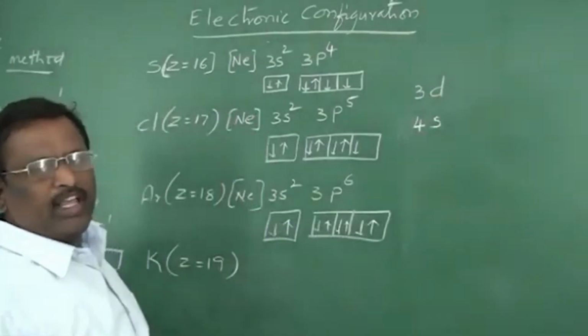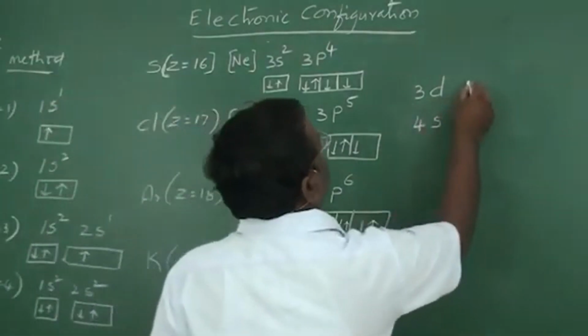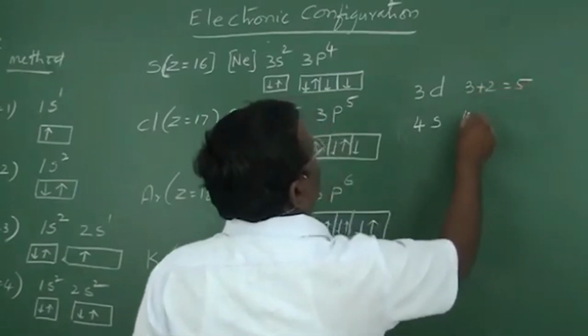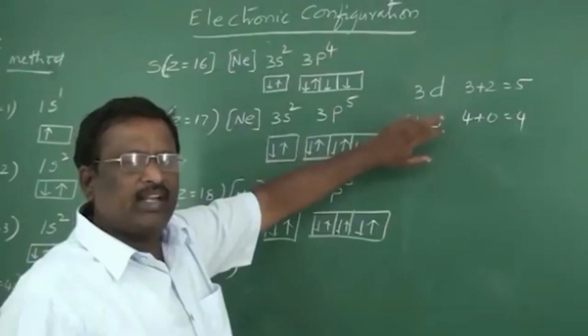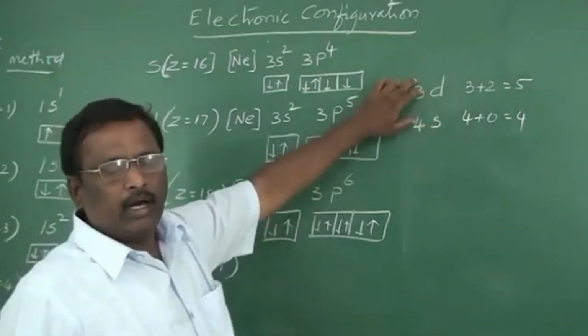Now let us verify the n plus l value of these two orbitals. For the 3d orbital, the n plus l value is 3 plus 2, which is 5. For 4s, it is 4 plus 0, which is equal to 4. Out of 3d and 4s, the n plus l value of 4s is less than 3d. That's why the electrons will first enter the 4s orbital rather than the 3d orbital.